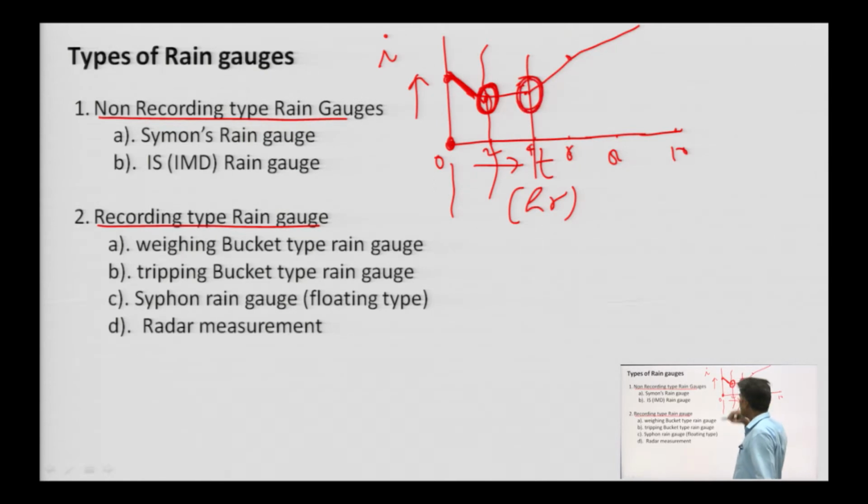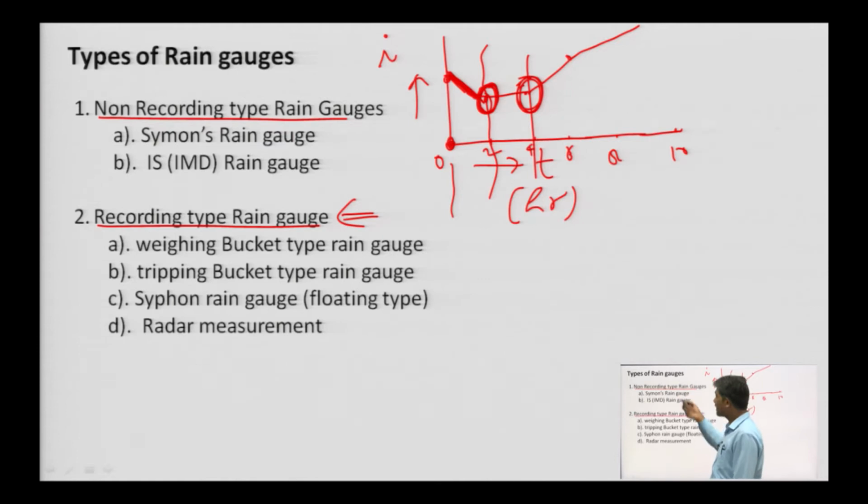But if we are interested to record the variation of the precipitation within a very small interval of time, then the features incorporated with the rain gauge are known as recording type of rain gauges. With this feature of recording the variation of the rainfall within a short duration, those are recording type rain gauges, and non-recording means simply collecting the water at some particular time interval and then calculating it.